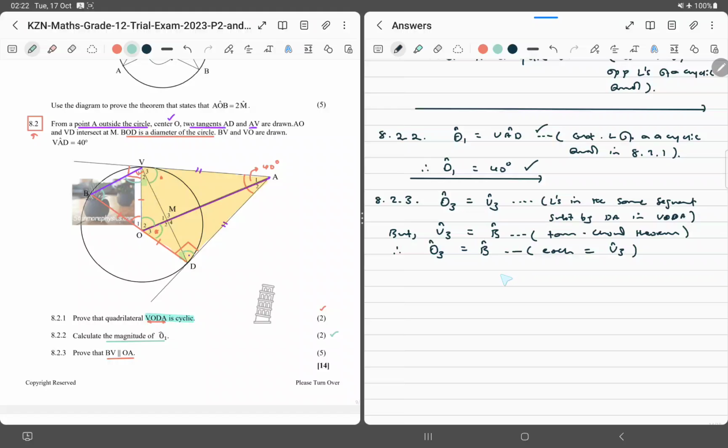Now, what do we know, guys? We've proven that O3 equals B, and those are corresponding angles. So we can make the conclusion that therefore BV is definitely parallel to OA. Why? We can say here: converse of corresponding angles. Normally we are told these two lines are parallel, then we say the corresponding angles will be equal. But now we proved the corresponding angles to be equal, and conversely, those lines are parallel. Nice and easy.